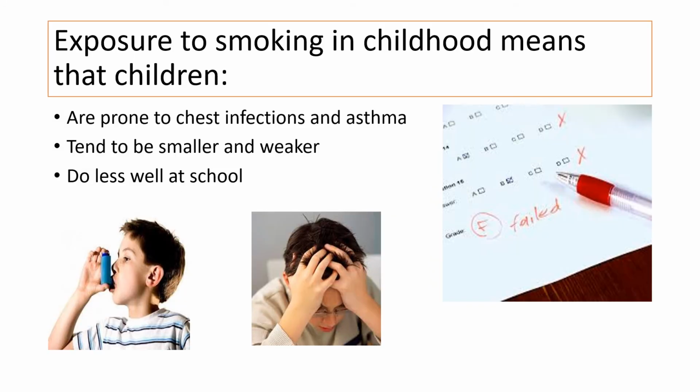So a child that grows up in a household where either parent or a family member smokes within the household can be affected themselves. It can mean that children living in one of those households are more prone to chest infections and they could end up with asthma. They tend to be smaller and weaker, and they tend to do less well at school.